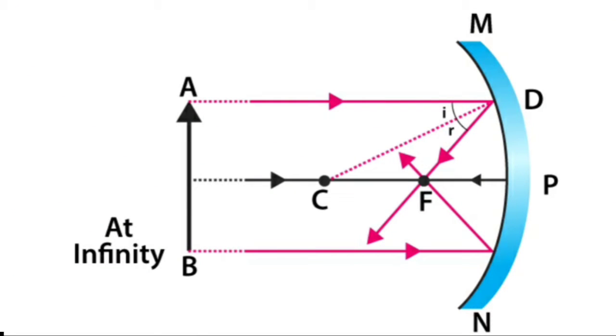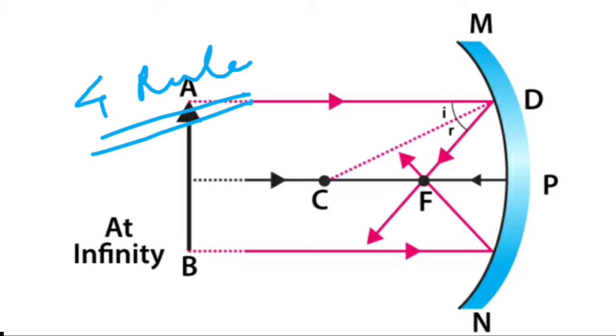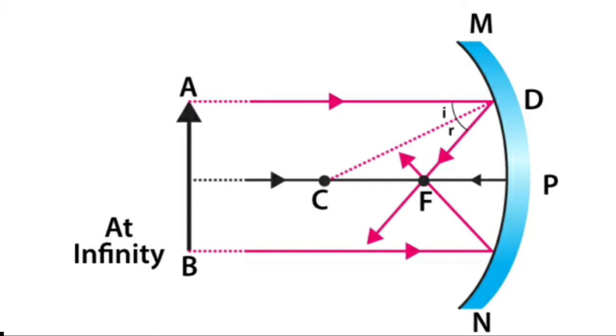Hello students, in this class I will explain the image formation by spherical mirrors, which are concave and convex. In our previous classes we learned the four rules to draw ray diagrams. By applying these rules, we will draw the different positions of images according to their different object distances or positions. First is the concave mirror.